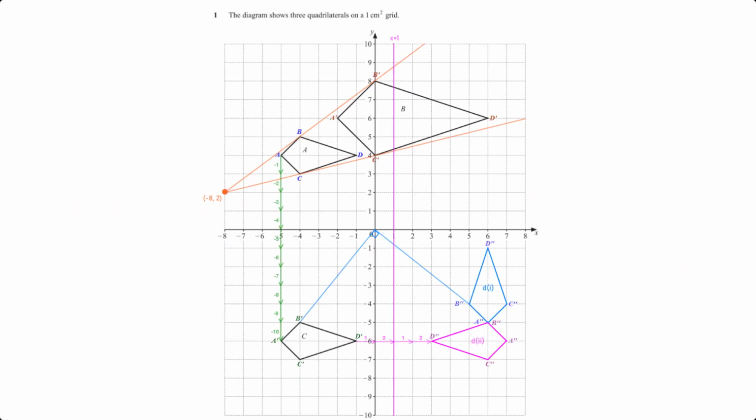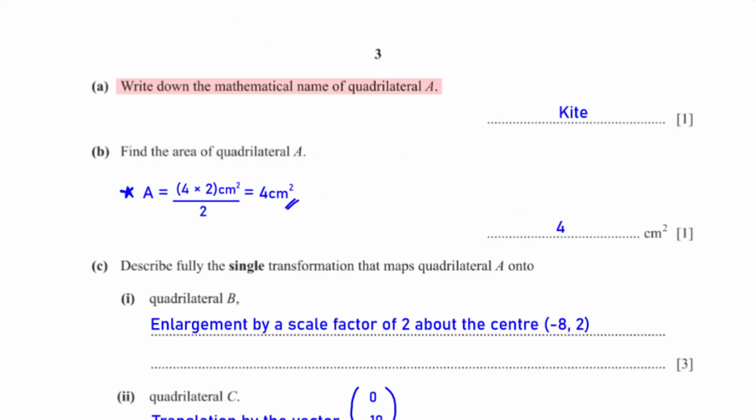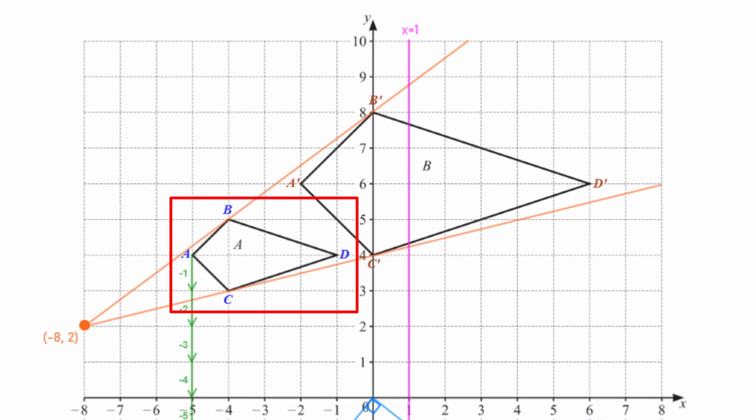The diagram shows three quadrilaterals on a 1 cm square grid. Write down the mathematical name of quadrilateral A. On the grid, here is quadrilateral A. The quadrilateral is a kite.